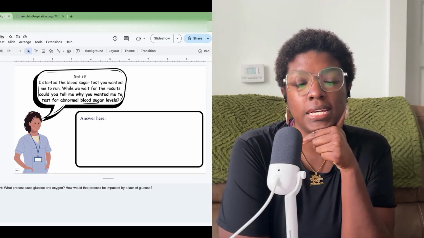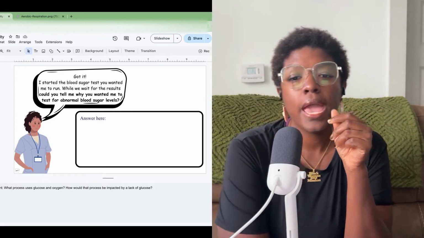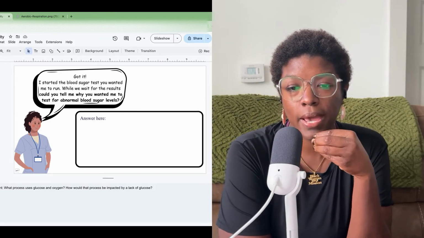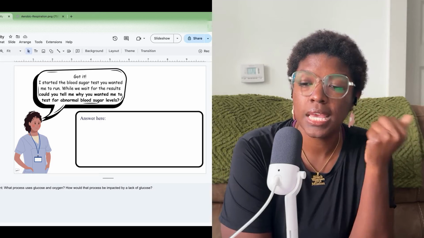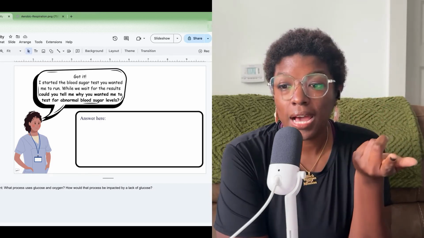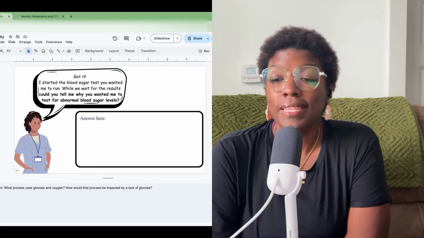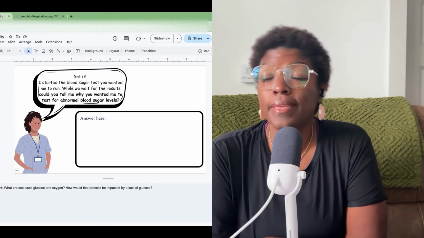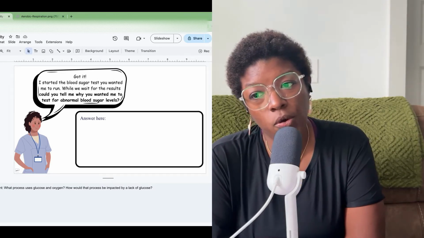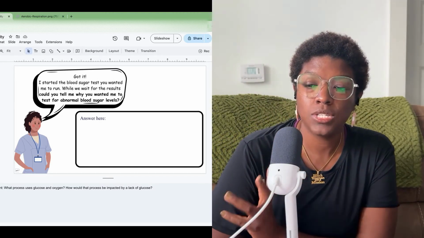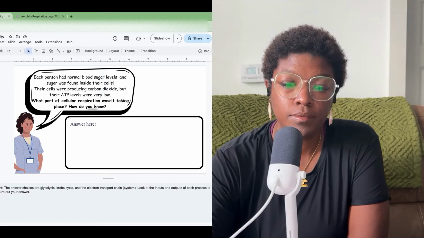And then the assistant again is coming back and it's like, I'm running this blood sugar test you're asking me to run. What's that got to do with any of this? Essentially what this is getting at is that the first step of cellular respiration is glycolysis, and in glycolysis the input is glucose, or sugar. So if blood sugar levels were abnormal, that could explain why oxygen levels could be normal, but somebody could still die from not having enough ATP in their body. And so that is what we're getting at here.